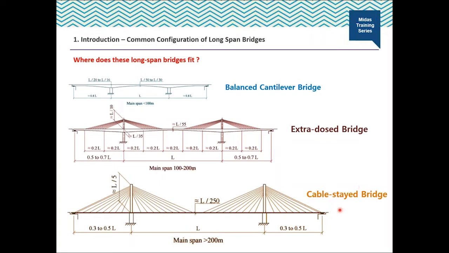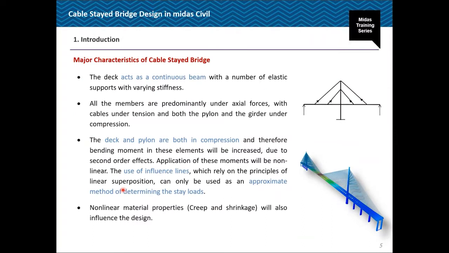So we go for cable stay bridges when the main span is more than 200 meters. And these are some of the backspan to main span ratios that we generally use, something like 0.3 to 0.5 L. And the pylon height can be almost L by 5. So these are generally followed principles for cable stay bridges. Coming to the major characteristics of a cable stay bridge.